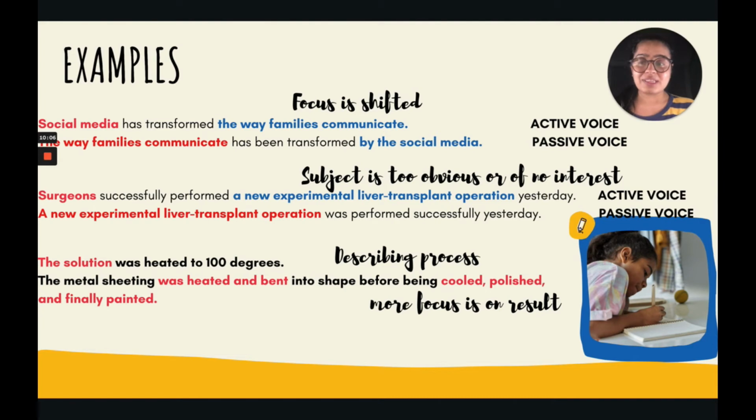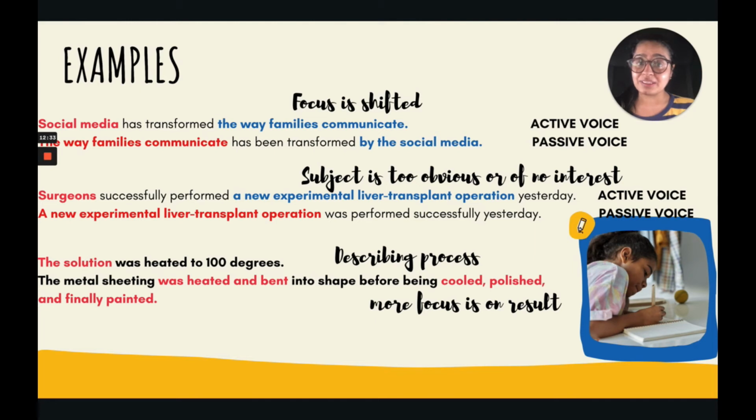Now let's have a look on the second example. Surgeons successfully performed a new experimental liver transplant operation yesterday. Clearly, this sentence is in active voice. By changing it into the passive voice following the same rules, the sentence is like, a new experimental liver transplant operation was performed successfully yesterday. In the passive voice, we have omitted the mentioning of the subject because it's too obvious.